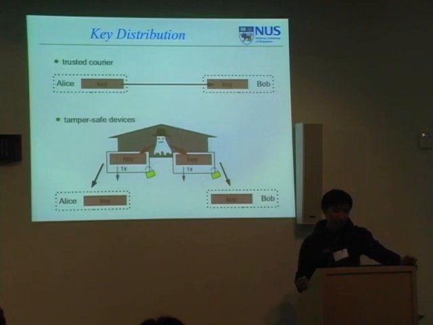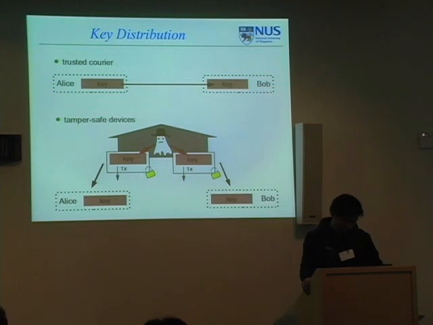Okay, so to do key distribution, there are two ways. Alice can make her encryption key and give it to a trusted courier who'll bring it over to Bob. Or Alice and Bob can try and obtain the keys in some kind of tamper-safe devices. Now it turns out that you can use the principles of physics to encode the key either in the form of a trusted courier or in the form of tamper-safe devices. Okay, so I'll walk you through this.